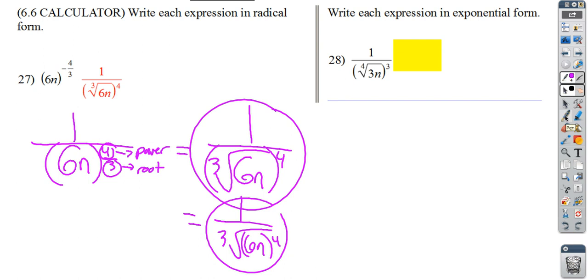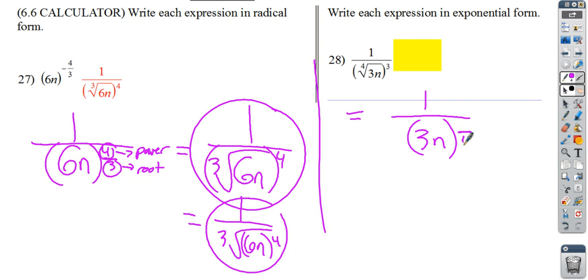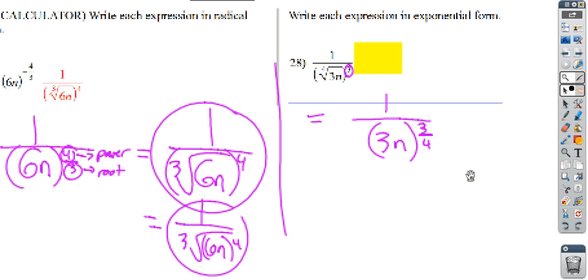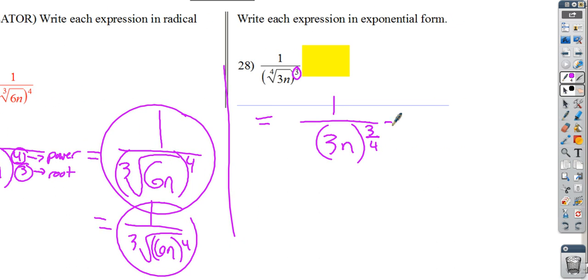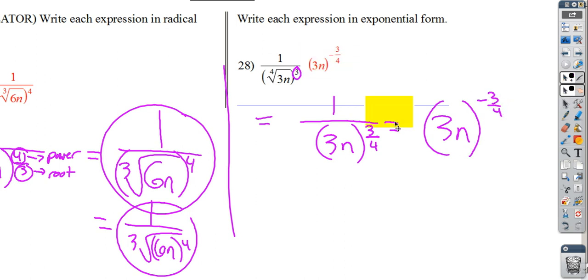Okay, now let's go the opposite way. This is now taking a radical, writing it as a fraction exponent. So in this case, we're doing 1 over 3n to what power? Well, we're taking the 4th root, so the root goes on the bottom. We're raising it to the 3rd power, so the 3 goes on top. And then how can we make it so we don't have stuff on the bottom? Well, if it was flipped to the bottom, that must mean it started out as a negative 3 over 4. So 3n to the negative 3 over 4, and that is the answer.